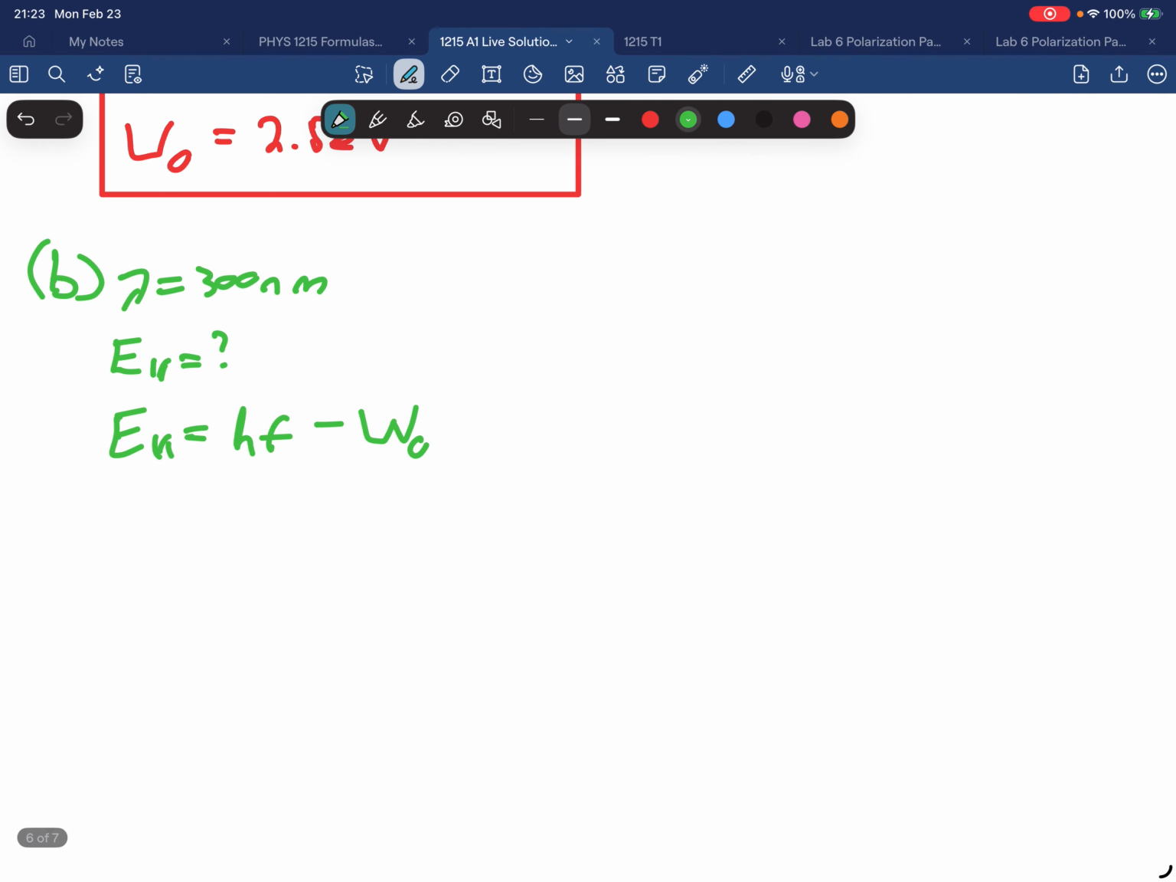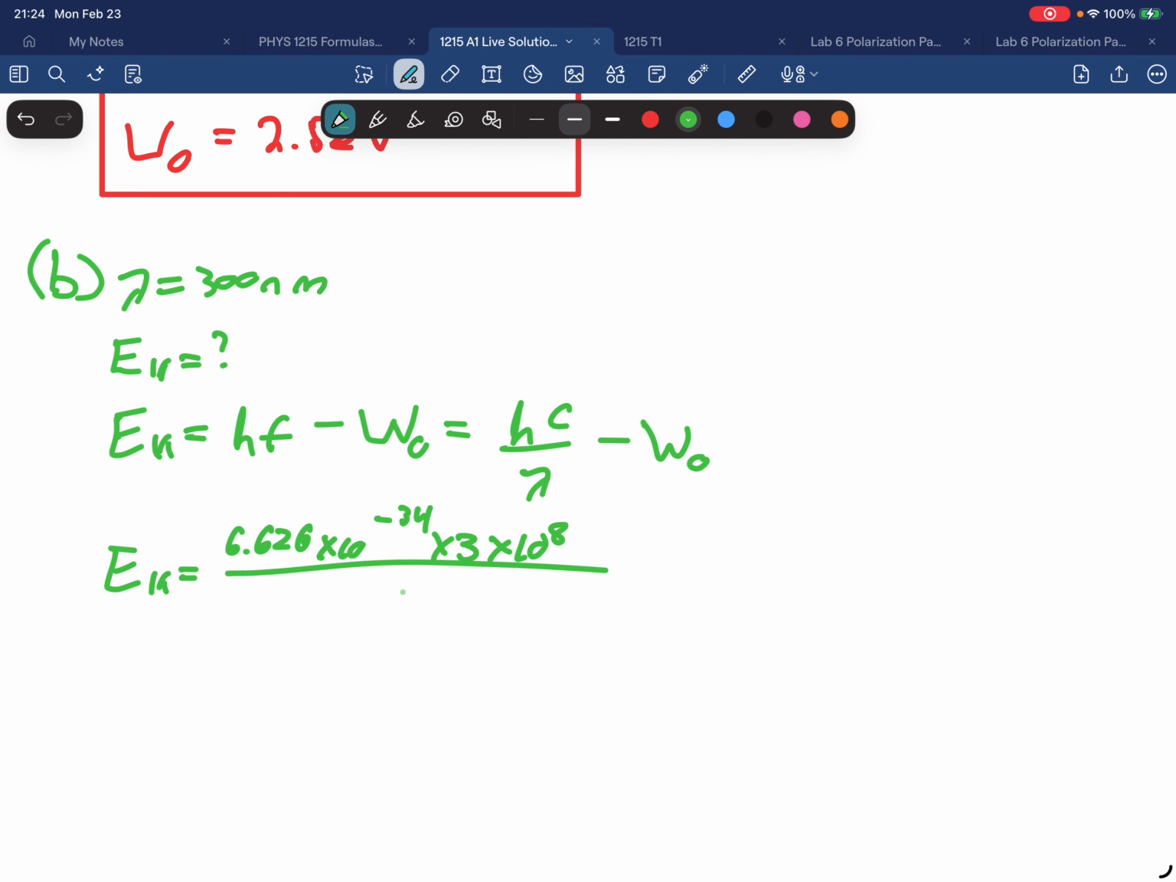We are given wavelength, so I'm going to substitute out frequency and use this version of the equation instead. No need to do any rearranging. Just plug in the numbers. Our wavelength this time was 300 nanometers.